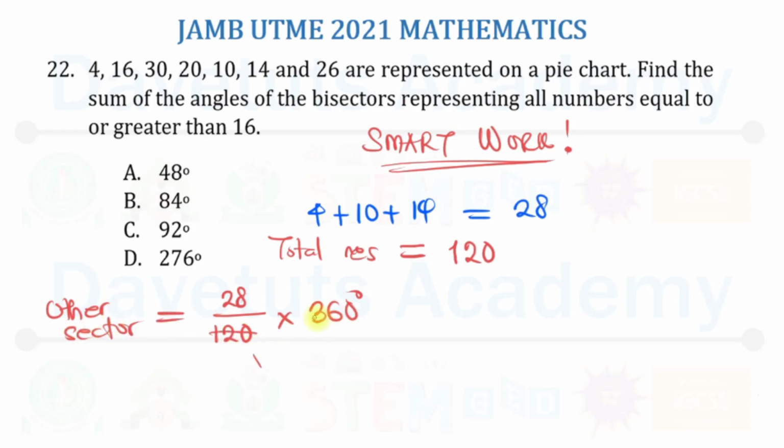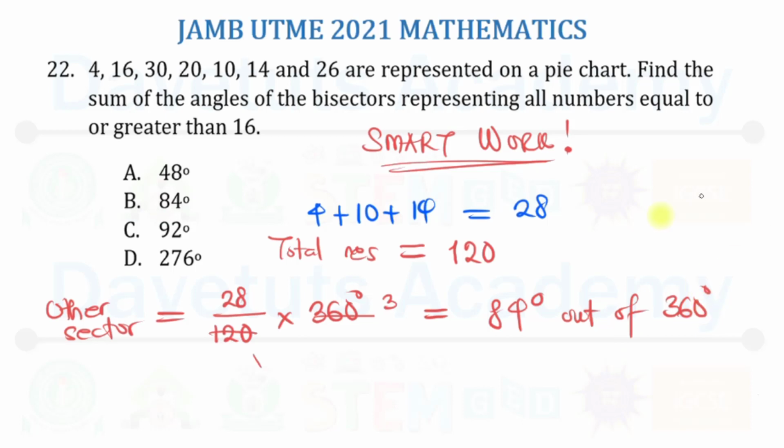So 12 can go here, 1, 12 in 360 is 3. 28 times 3 is what? 3 times 8 is 24, remaining 2. 2 times 3 is 6 plus that 2 is 8, is 84 degrees. So the other sector is 84 degrees out of 360 degrees.